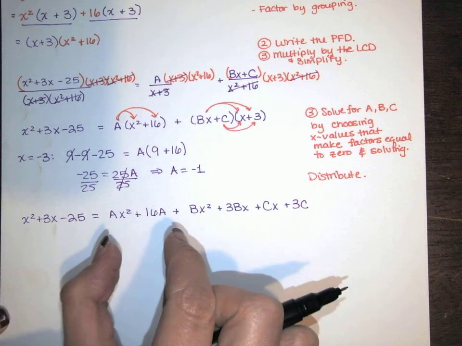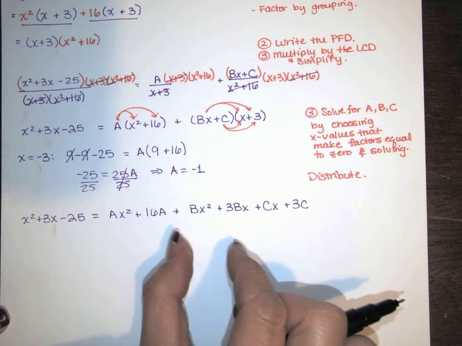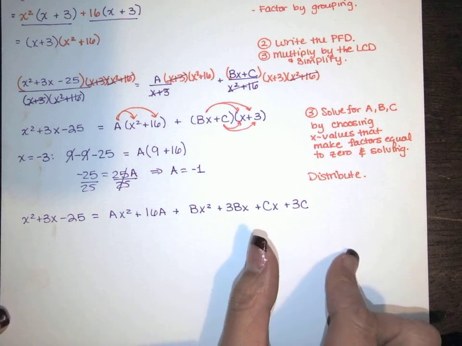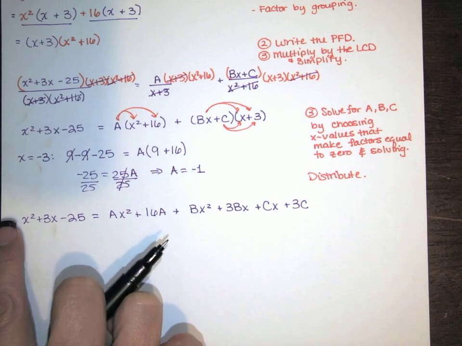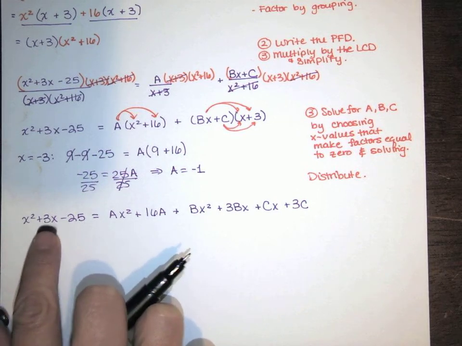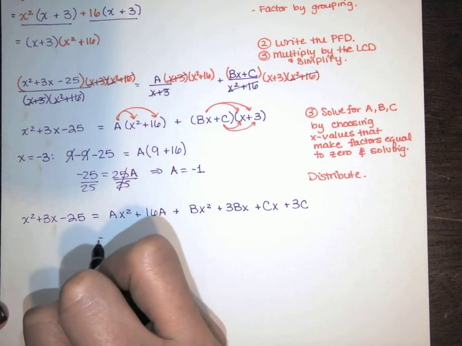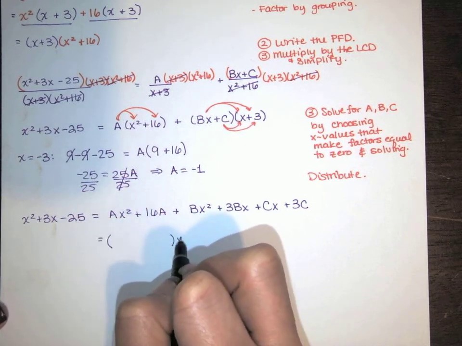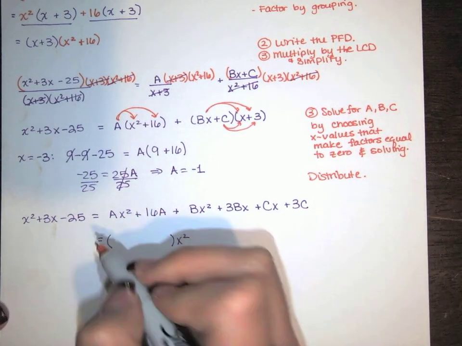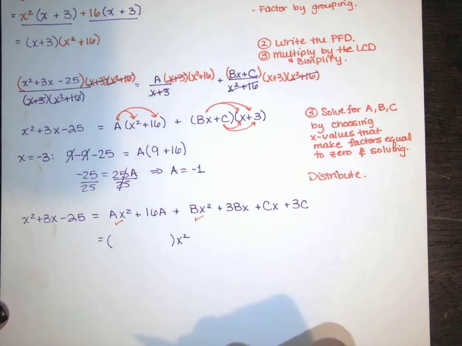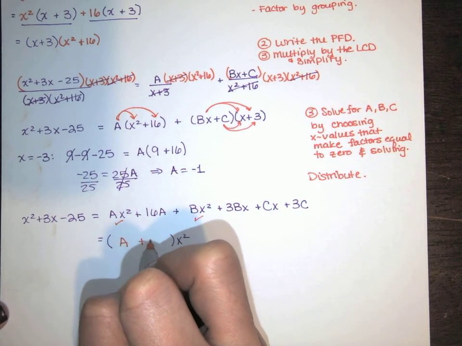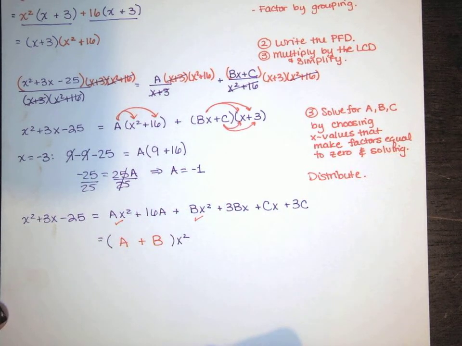So I want a constant times x squared plus a constant times x plus a constant over here is equal to this, 1x squared plus 3x minus 25. So we're going to group like terms in x. First thing we do is grab the x squared terms. I've got an ax squared and a bx squared. So that's a plus b times x squared.